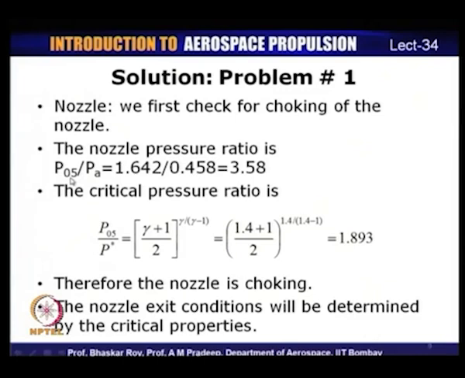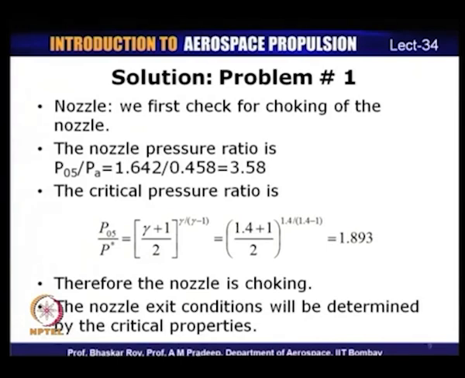P05, that is turbine exit stagnation pressure, is 1.642. This divided by the ambient pressure, which is 0.458. So, this ratio comes out to be 3.58. And what is the critical pressure ratio?